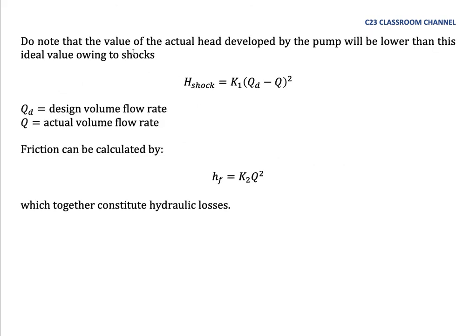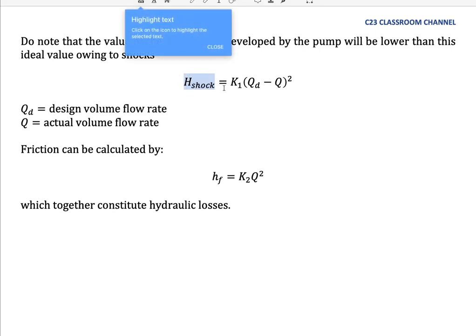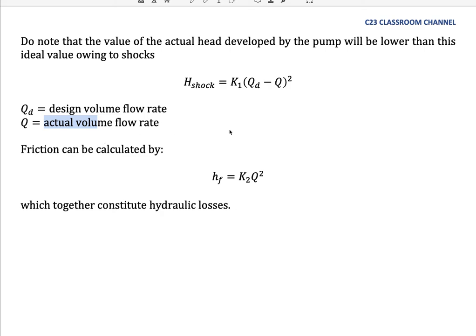Do note that the value of the actual head developed by the pump will be lower than this ideal value owing to shock. It means that the theoretical head and the actual head will be different. For sure, actual head will be lower compared to the theoretical head because there is a resistance or there are losses. So the loss, we call it H of shock, is equal to K1 times QD minus Q square. QD here is the theoretical volume flow rate, and Q here is the actual volume flow rate.